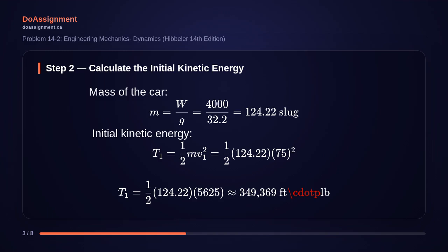We calculate the initial kinetic energy. The mass equals weight divided by g, which is 4,000 divided by 32.2, giving approximately 124.22 slugs. The initial kinetic energy is 1/2 times mass times velocity squared, equal to 1/2 times 124.22 times 75 squared, which is 1/2 times 124.22 times 5,625, giving approximately 349,369 foot-pounds.